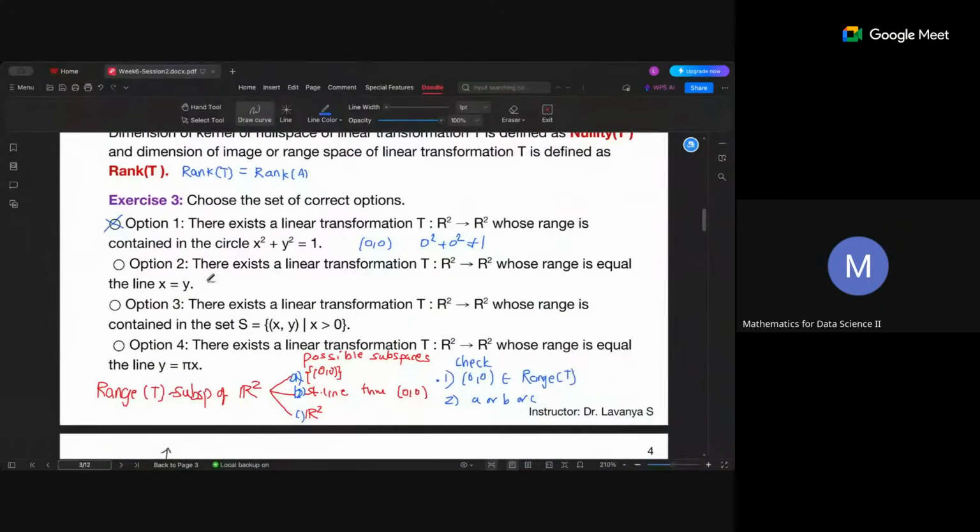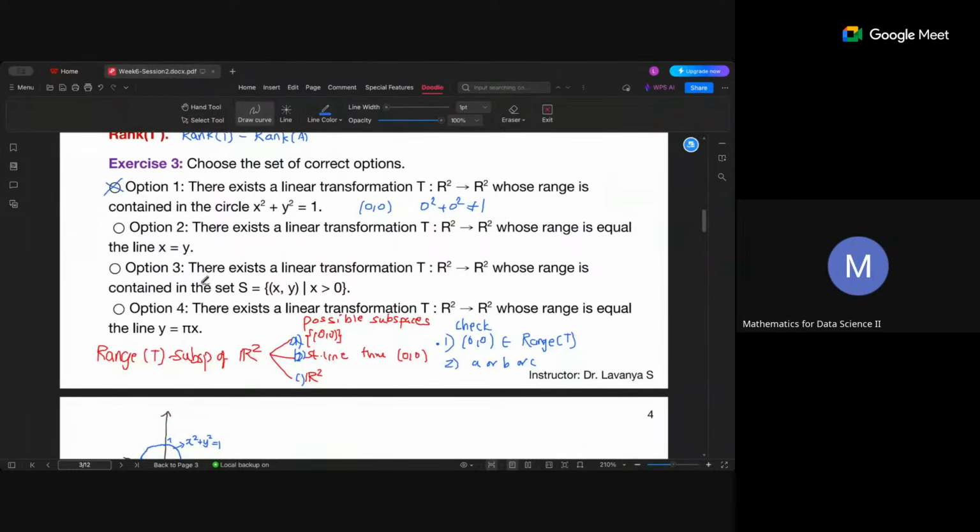Now the second statement: there exists a linear transformation T from R2 to R2 whose range is equal to the line x equals y. Now what do you say? First, check the first condition. Does it get satisfied in this case? Yes. What about the second condition? Is it coming under any one of these categories? Yes, it is a straight line through the origin.